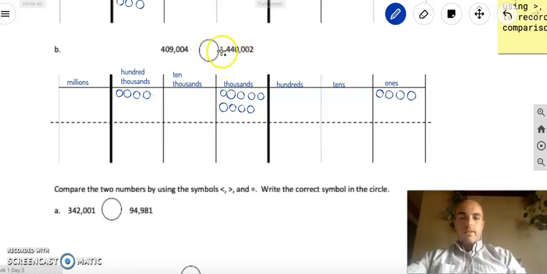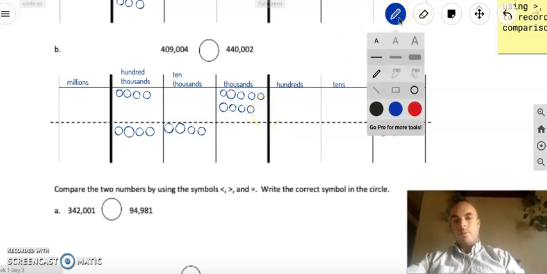Okay. Next, I'll put this one in. So I have 2 ones. No tens, no hundreds, no thousands. I have 4 10,000s, like so, and then 400,000s as well. Okay, this one's a little more complex to compare and it's a little more involved.